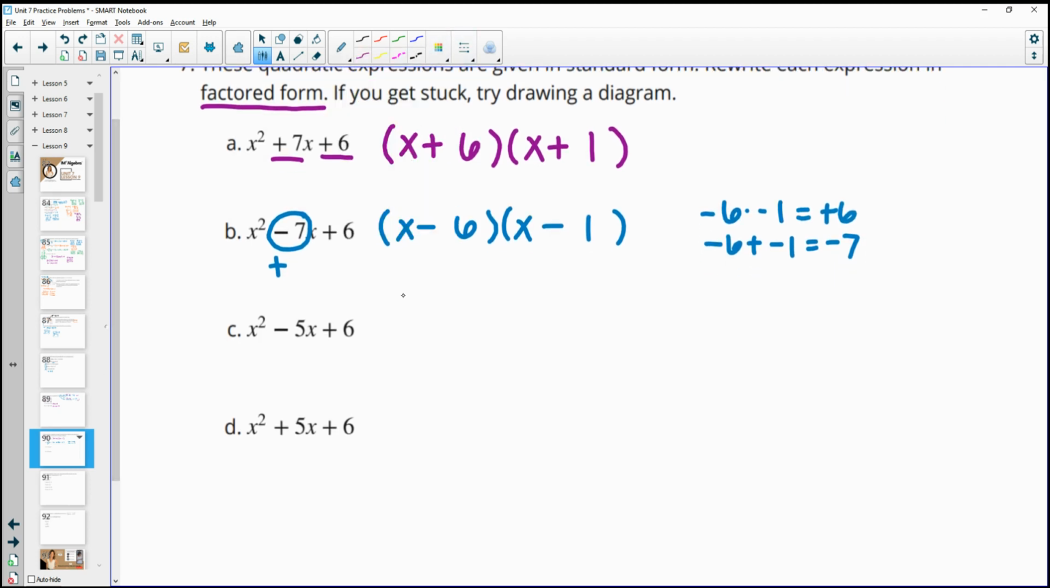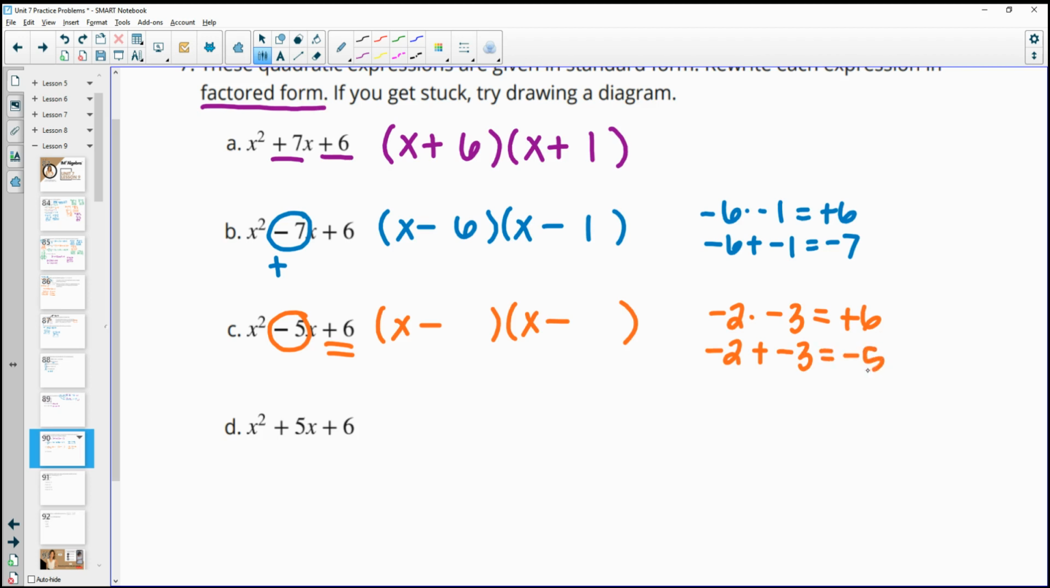Then for C, we're still multiplying to positive 6, and we're adding to negative 5. So we're going to want two negative numbers, but no longer does 6 and 1 work, because 6 and 1 gives us 7. So what else multiplies to 6 is 2 and 3. So negative 2 times negative 3 gives us that positive 6 we want. And negative 2 plus negative 3 gives us the negative 5 that we want. So this will be x minus 2, x minus 3.